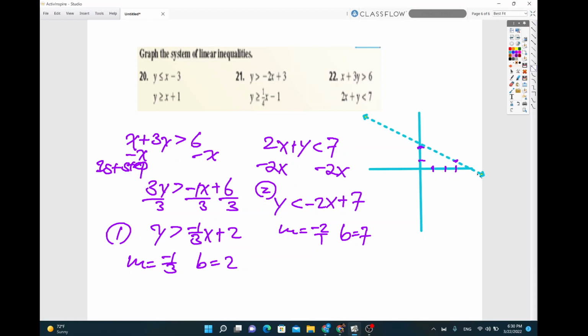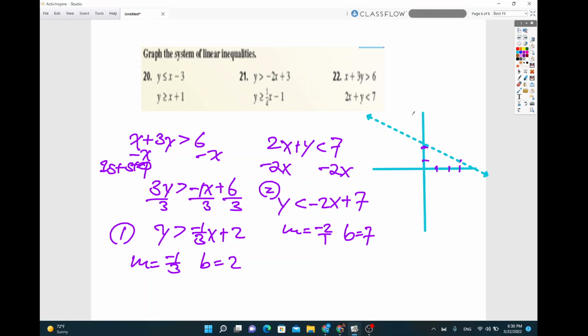Okay, so that takes care of the basic structure of the first inequality. Another thing that we need to find out is the shaded area. If it's greater than, that means it's right above the line. So in this area, for this inequality.